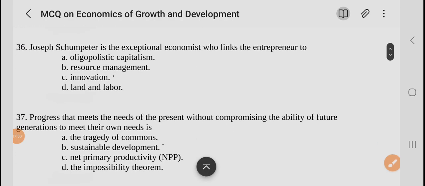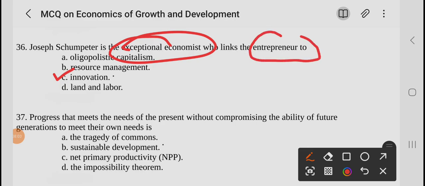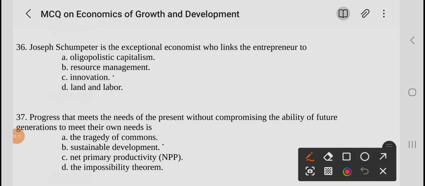Joseph Schumpeter is the exceptional economist who links the entrepreneur to innovation. He is an exceptional economist who produced a link between entrepreneur and innovation. Joseph Schumpeter.